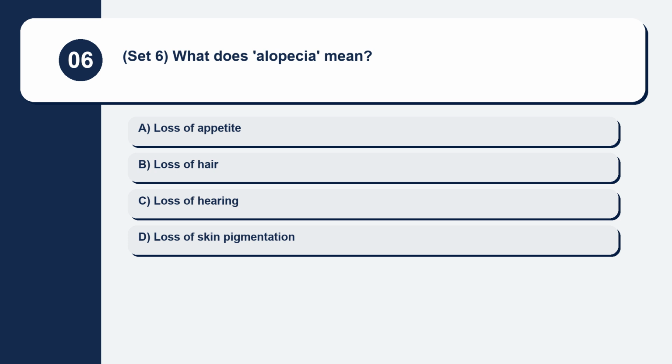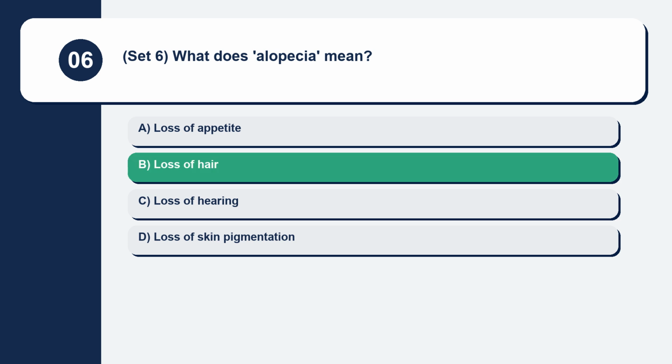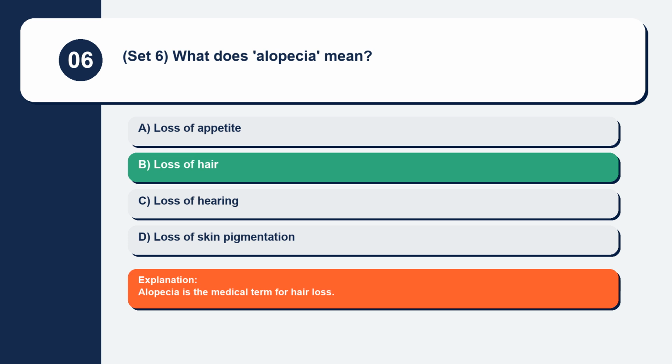Question 6. Set 6. What does alopecia mean? Loss of appetite, loss of hair, loss of hearing, loss of skin pigmentation. Alopecia is the medical term for hair loss.